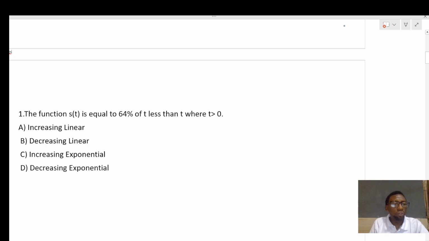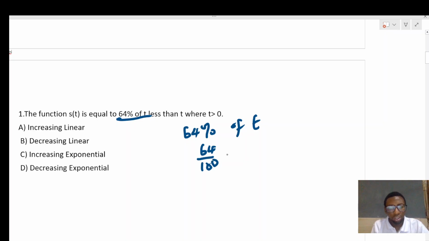Question number 1 for the October diet says that the function s of t is equal to 64% of t less than t, where t is greater than 0. They're asking whether it is increasing linear, decreasing linear, and so on. So let's explain this question. They say 64% of t. It actually means 64 over 100 times t, and that will give you 0.64t.